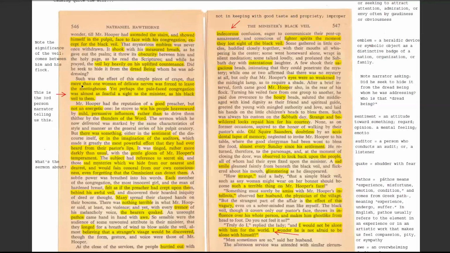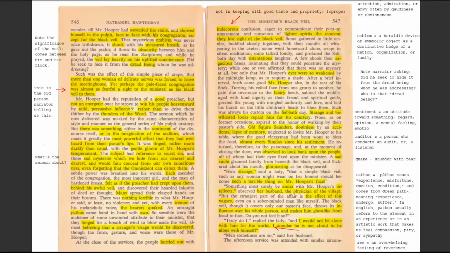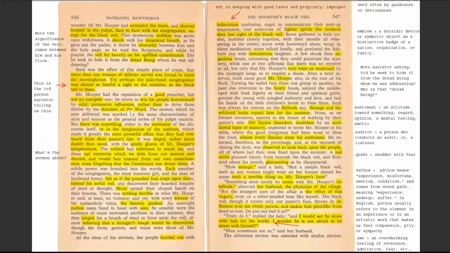So this is the third-person narrator telling us this. Hooper had the reputation of being a good preacher, but not an energetic one. What does that mean? Well, he didn't scream from the pulpit. He strove to win. This is the narrator telling us this, so we have to believe it. He strove to win his people heavenward by mild, persuasive influences rather than to drive them with the thunders of the word. You know, you've seen movies, you may have attended services where there are calm preachers, and there are some who are shouting, right? This Hooper was a calm guy. And he was, I want to persuade you to believe.